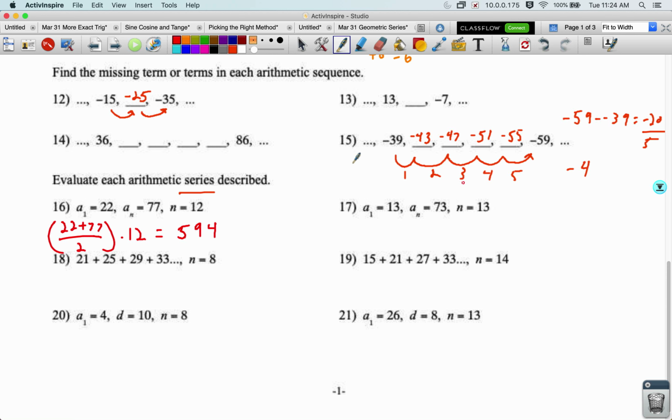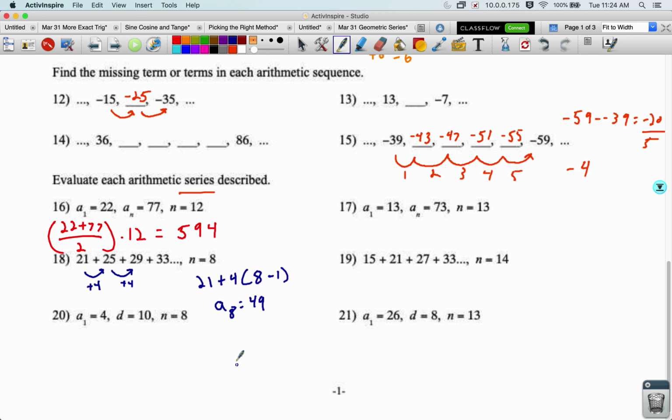Okay, and that should work for 17. 18. Here, we don't know what the last term is. So we need to find the last term because that's what goes right here in our formula. But we do know what the difference is. We can see that we're just adding 4 each time. Plus 4, plus 4. So we can use the explicit formula to find the 8th term. To do that, we take our first term, and then we add 4, 8 minus 1 times. And so 21 plus 4 times 7 equals 49. So a sub 8 equals 49.